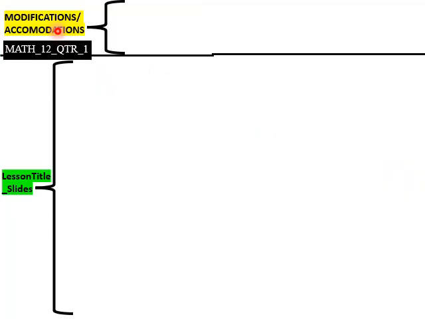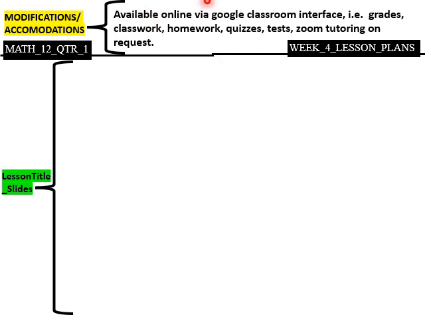So let's go right into our accommodations and modifications. Available online via Google Classroom interface. That is grades, classwork, homework, quizzes, tests, and Zoom tutoring on request.